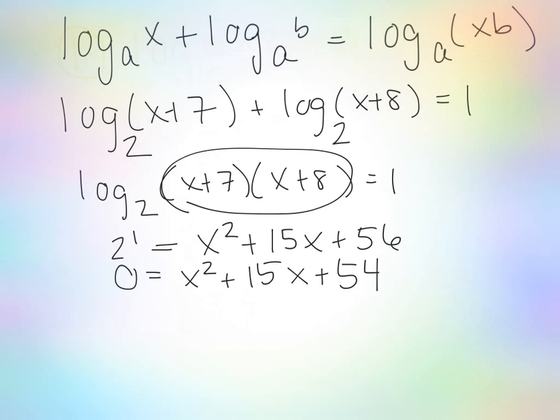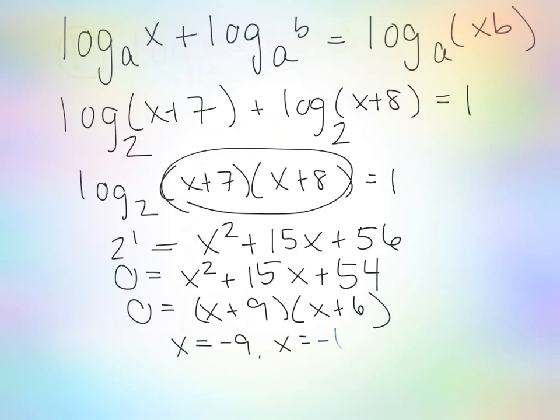And this can be factored, so there's no need to use a formula. So that becomes 0 equals quantity x plus 9 times quantity x plus 6. So if you solve that, you would get that x equals negative 9, x equals negative 6, except, so you can never have, say, log of a negative. You're never going to have that for reasons I'll explain later.